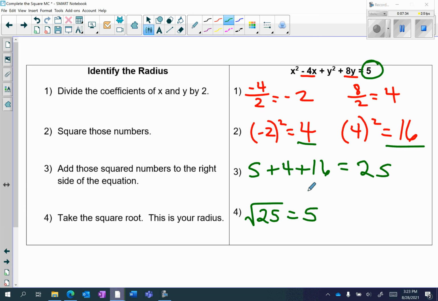So again, all you're doing is taking the coefficients of x and y, dividing by 2, squaring them, and adding that to the right side of the equation. Take the square root, that gives you your radius.